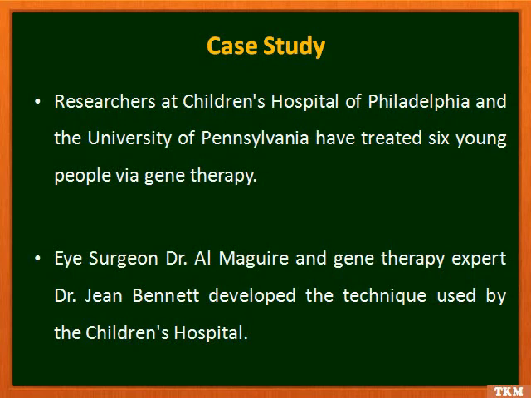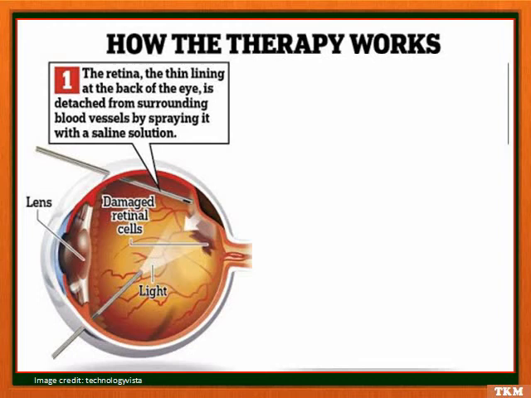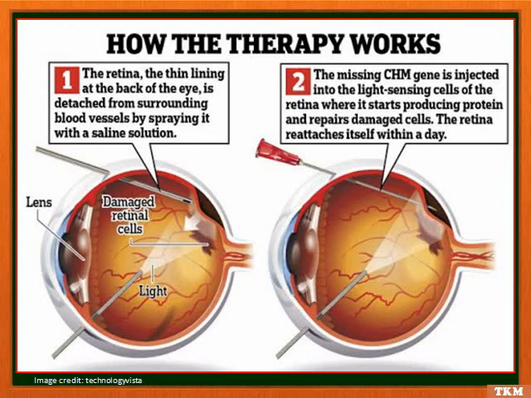Now, how the therapy works. The retina, the thin lining at the back of the eye, is detached from the surrounding blood vessels by spraying it with a saline solution. And then the missing CHM gene is injected into the light-sensing cells of the retina, where it starts producing protein and repairs the damaged cells. The retina reattaches itself within a day.